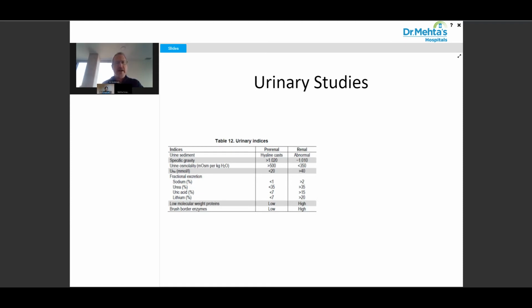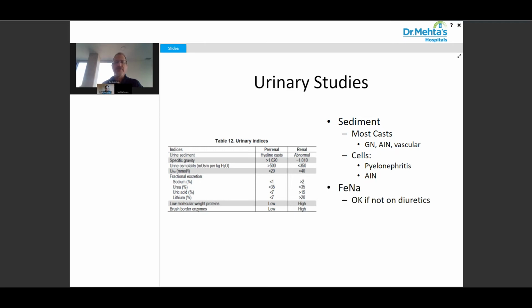And there are a number of fractional excretion methods that are good screening tools. They can be very, very specific, but not incredibly sensitive. So the sediment, most in casts, you'll see GN, acute interstitial nephritis, vascular disease. If you see certain cells, pyelonephritis, acute interstitial nephritis. Fractional excretion of sodium is great, if not on diuretics. Fractional excretion of urea, a low value can be helpful.